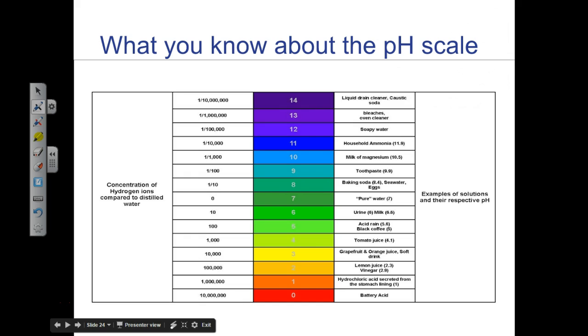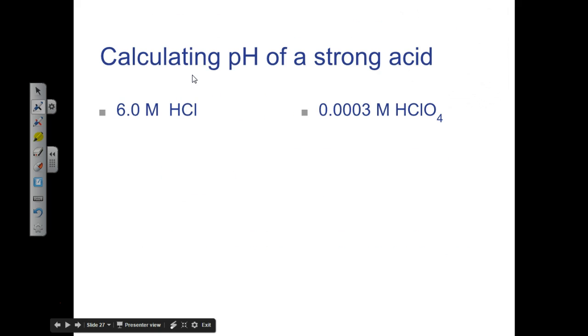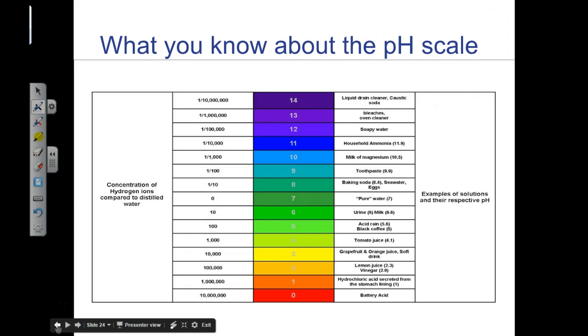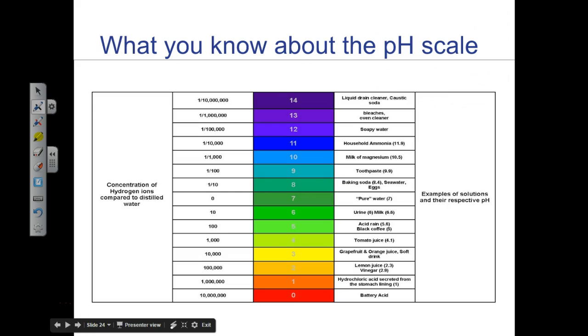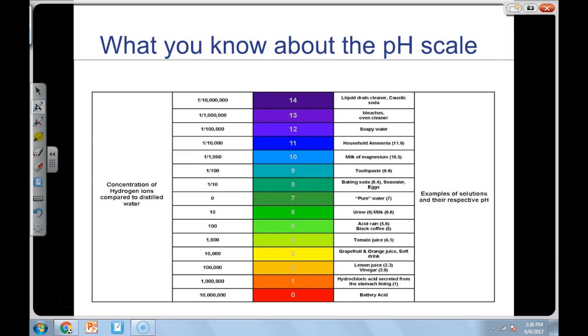So pure water has a pH of 7, because remember, water can undergo autoionization. Water is amphoteric and gives off the same number of hydrogen ions as hydroxide ions, so they're still present, hydrogen ions and hydroxide ions, but they cancel each other out. So 7 is in the middle. And then you look at some of the examples.